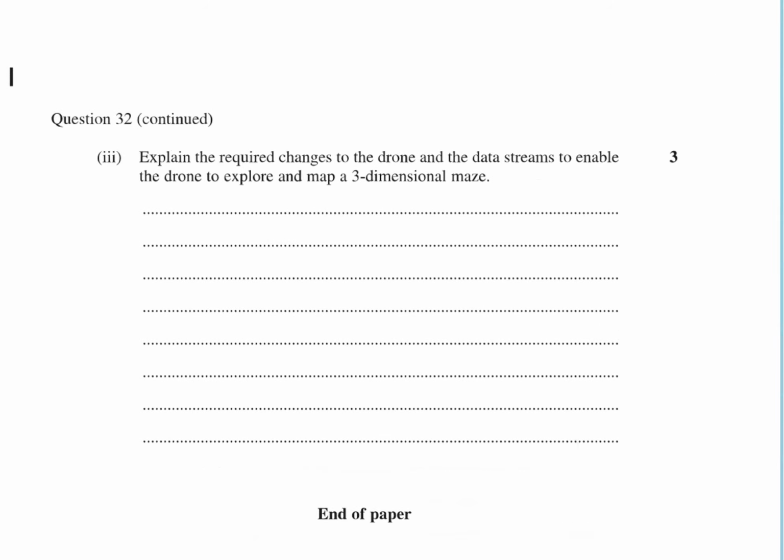Sorry. I missed a question. Don't miss a question in the HSC. Explain the required changes to the drone and the data streams to enable the drone to explore a map of 3-dimensional maze. Okay, so this is not very tricky. Instead of going just forward, back, left, and right, we need to be able to go up and down. So we're going to need at least 6 different possibilities.